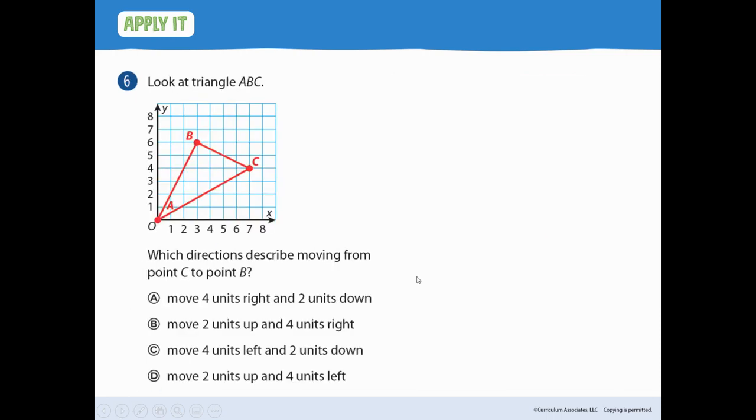All right. Next, number 6, look at triangle ABC. Which directions describe moving from point C to point B? So point C to point B. So I'm going to go up 2, and I'm going to go over 1, 2, 3, 4. So I've got to look, something's going to tell me to go up 2 and left 4, right? So not just over. Up 2, left 4. So A, 4 units right, no. 2 units up, 4 units right, no. So my answer would be D. Move 2 units up and 4 units left.